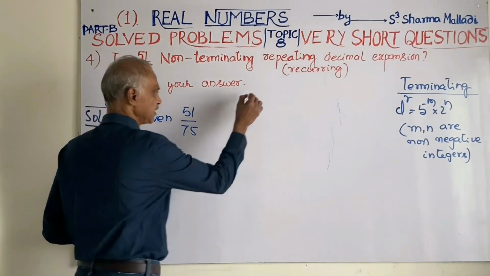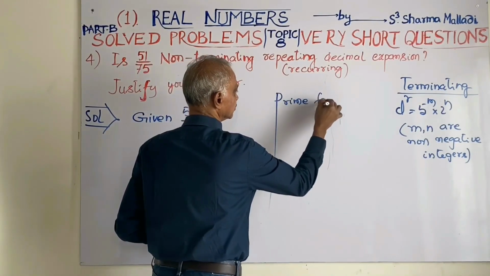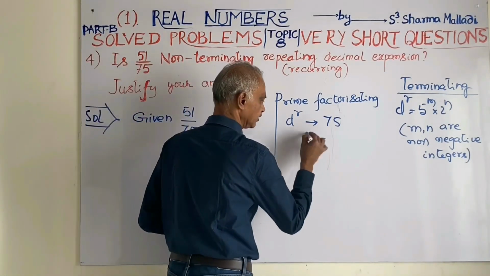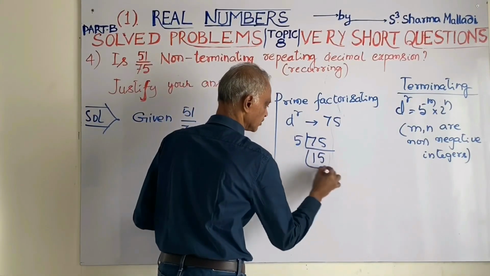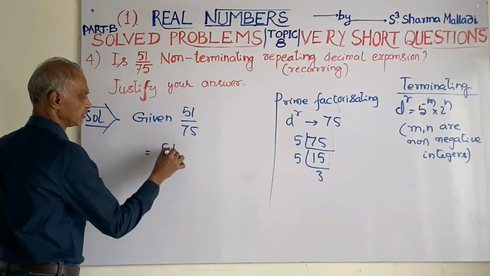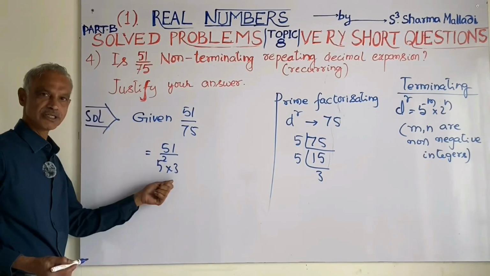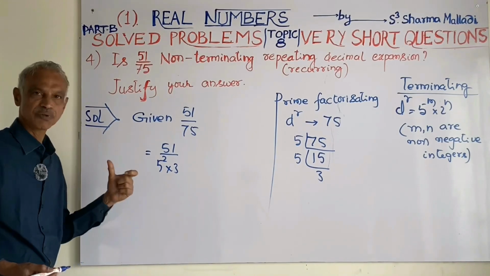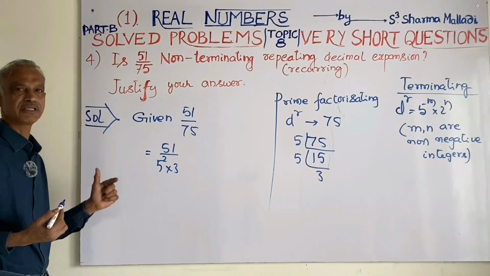See, you take the prime factorization. Prime factorizing the denominator, that is 75. 75 can be written as 5 ones are 5, 5 5s are 25, 25 times 3 is 75. The denominator of 51 by 75 can be written as 5 square into 3. 3 is present in the denominator. We cannot write the denominator in the form of 5 to the power of m into 2 to the power of n. That's why it is not a terminating decimal.